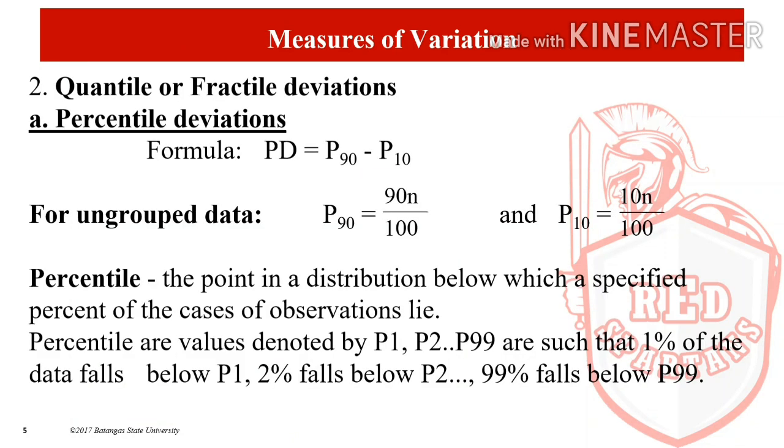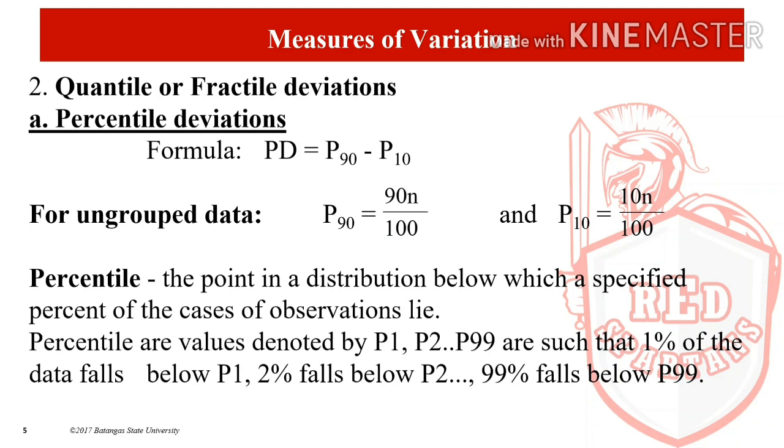Then we have the quantile or the fractile deviation. So we have the percentile, the decile, and also the quartile deviation. For the PD or the percentile deviation, yung formula natin ay PD is equal to P sub 90 minus P sub 10. Identify muna natin yung P sub 90 at P sub 10. So yung percentile deviation is for ungrouped data. Wala akong natatandaang formula to find PD or percentile deviation kapag grouped data.